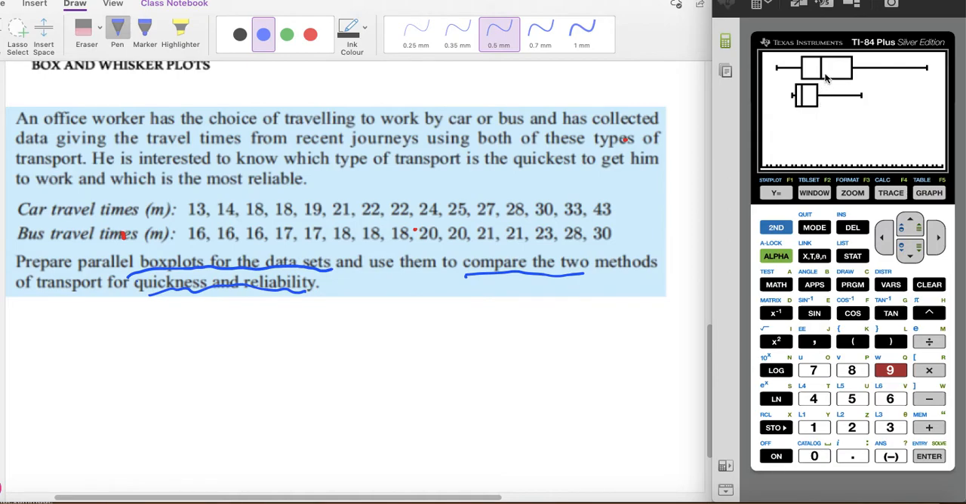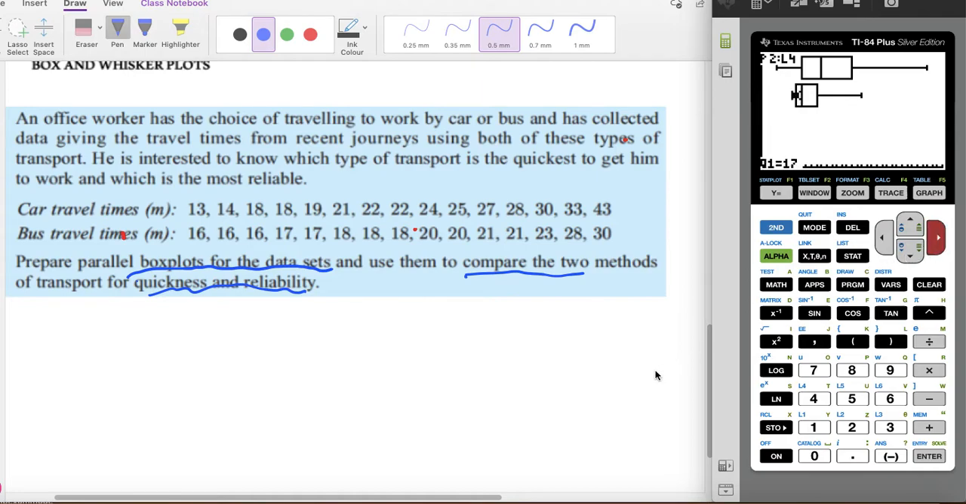If we look at the top one, this data set right here is for cars. This is the one that we put into L3, and the bottom one is for bus. That's the one that we put into L4. So what if you want to see what these are? What's my min, what's my max, what's my Q1? You can always go to trace, and you can see right here that it lands on the median for this data set, and you can go up and down. This is my minimum for that data set. This is my Q1, Q2, Q3, Q4, and if you want to go down to the next one, you can also do that and go through them using trace.